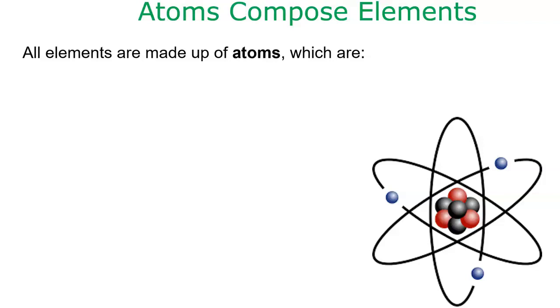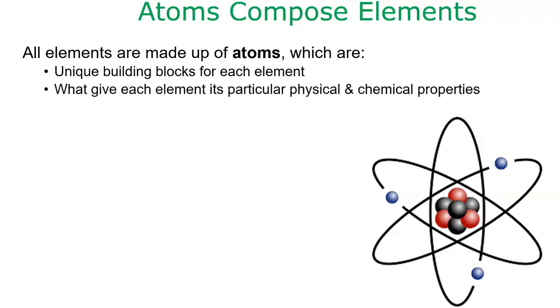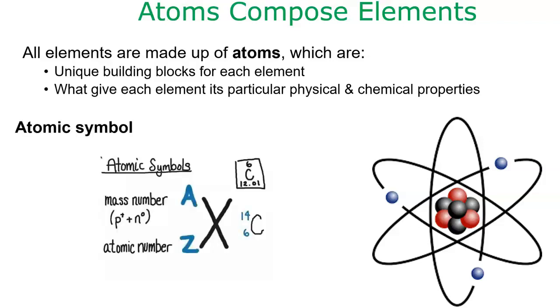So all of the elements are made up of atoms. Again, atoms are going to be the building blocks for each element. It's going to give each element its particular properties. And when we look at elements, it's arranged or written in the periodic table with certain symbols so that we can have quick notes, so to speak.